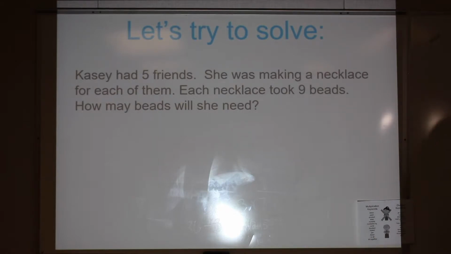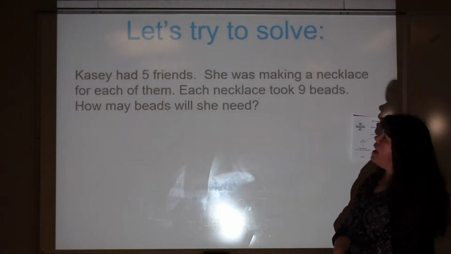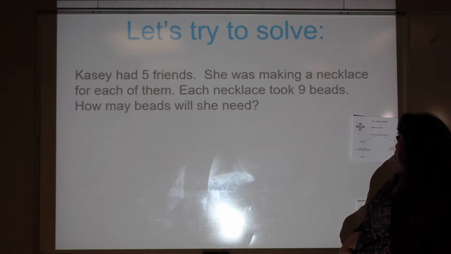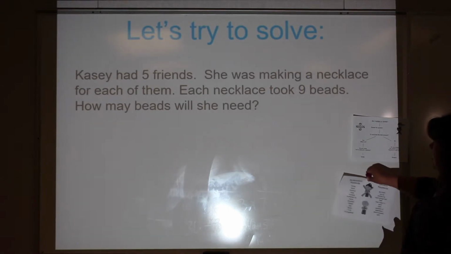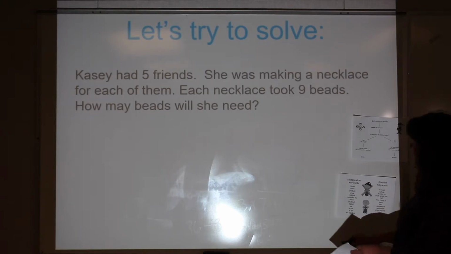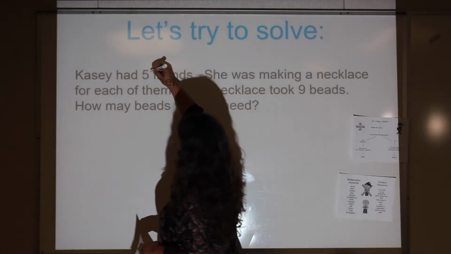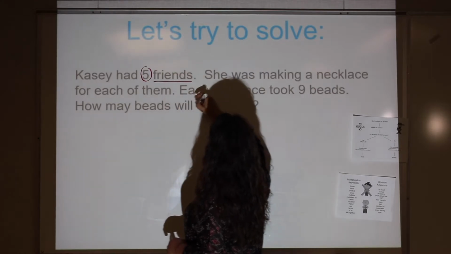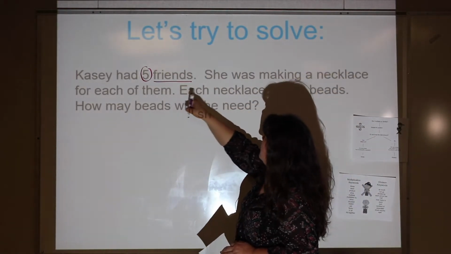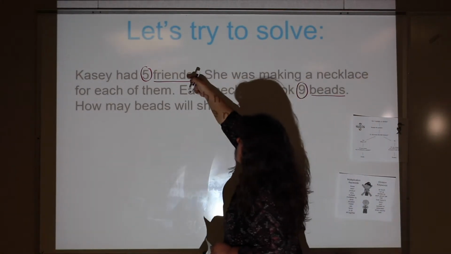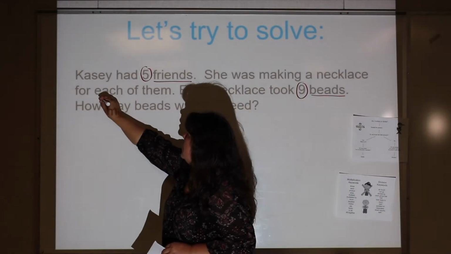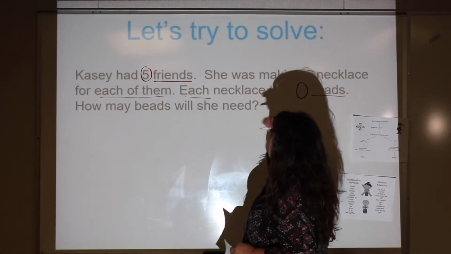So let's try to solve one of these. I'll bring up that paper too. Casey had 5 friends. She was making a necklace for each of them. Each necklace took 9 beads. How many beads will she have? When I look at my little keywords here, I can already see that the word each is there, but let me go through and circle my numbers. She has 5 friends. She was making necklaces for each of them. Each one took 9 beads. I've got this word each here, and each here.